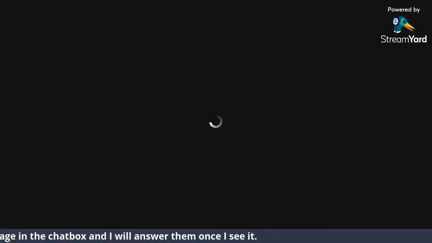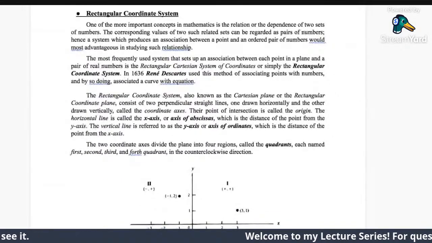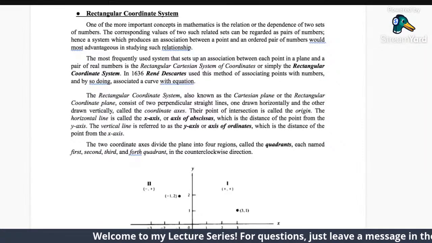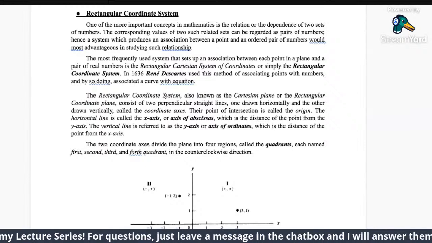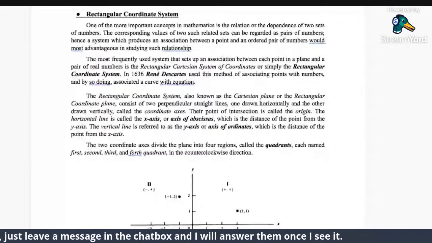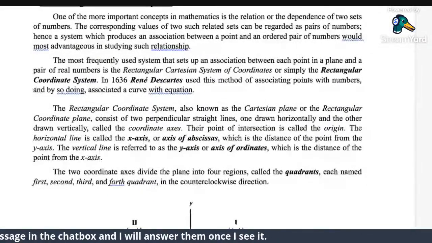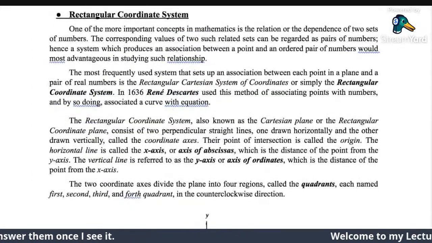Okay, here we go. So we have here the rectangular coordinate system. This is not new to you because I'm pretty sure that you were introduced to the rectangular coordinate system in your algebra and geometry, or analytic geometry, back in high school. But let's just have a review.